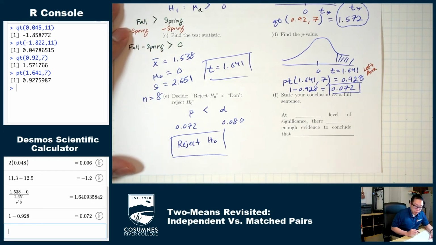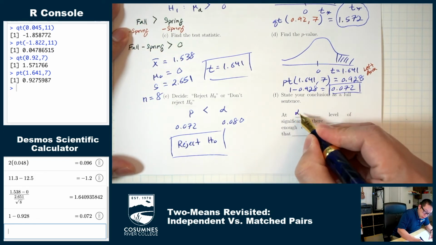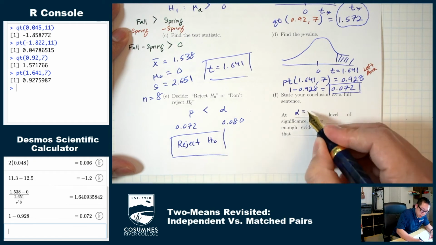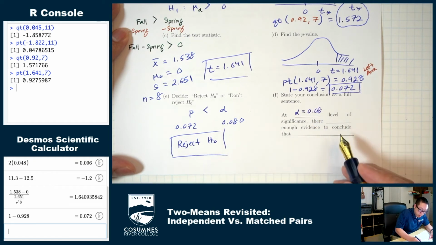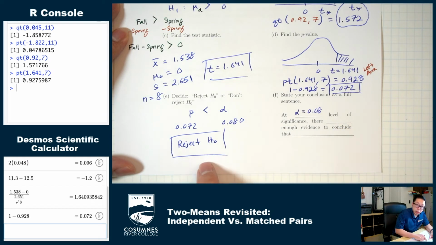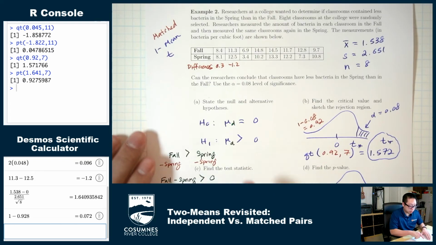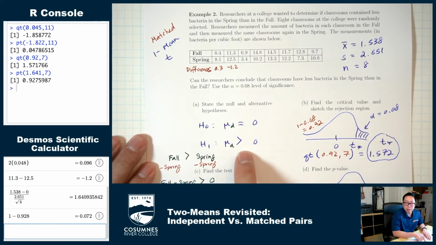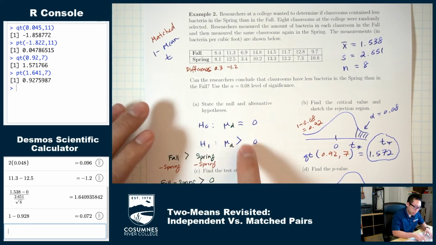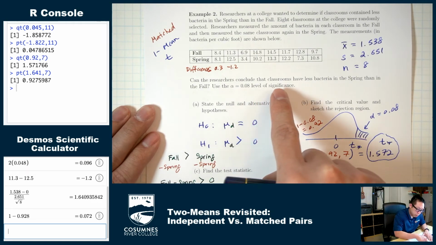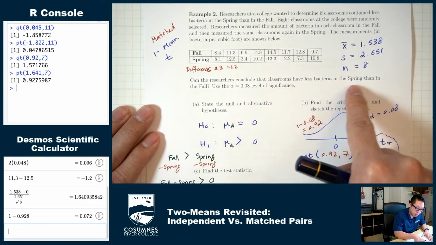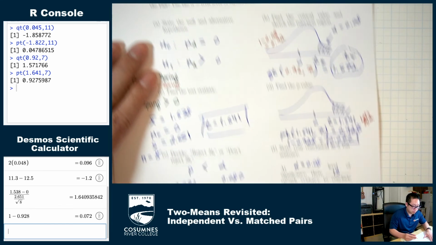Part F, the sentence. At alpha equals 0.08 level of significance, there is or is not enough evidence. Because we did reject, there is enough evidence to conclude that, and then state this in the form of a sentence, or go back to your question here: classrooms have less bacteria in the spring than in the fall.